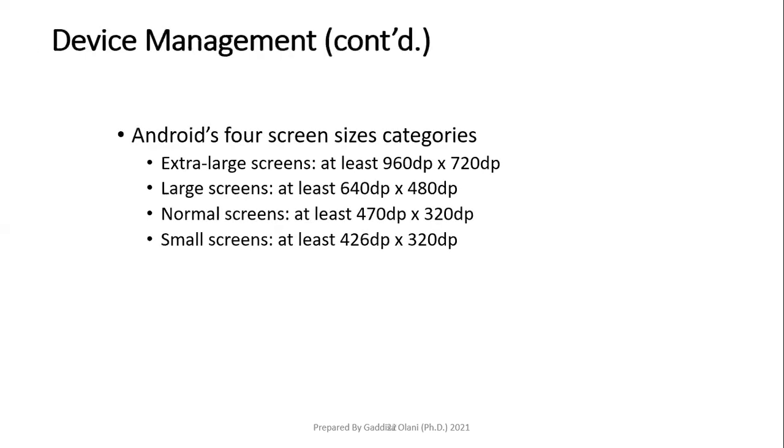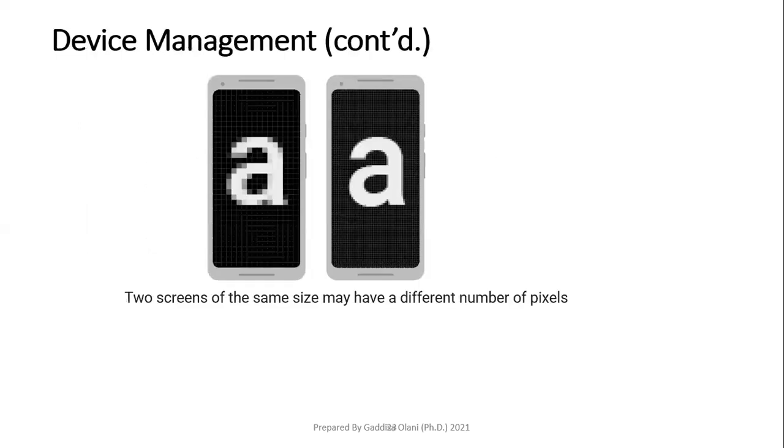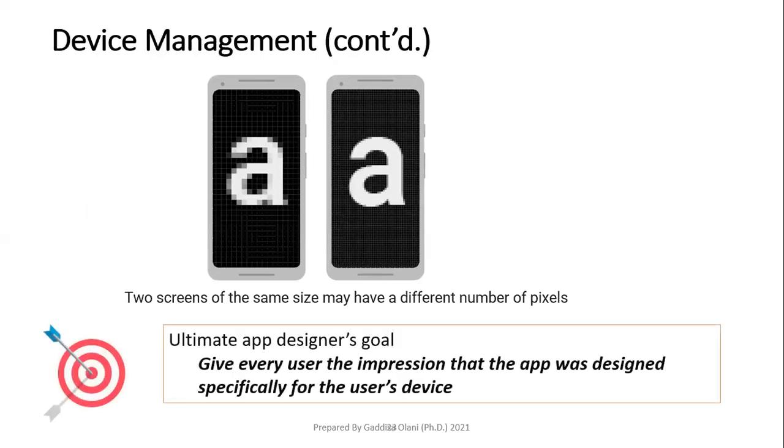Okay. So of course we do have different screen sizes, and we need to consider that even resolution is also very different. Yes, very expensive mobile phones have very high resolution. We need to consider that. Okay. So this is a key takeaway. Give every user the impression that the app was designed specifically for their device. They need to feel it like that. Okay.